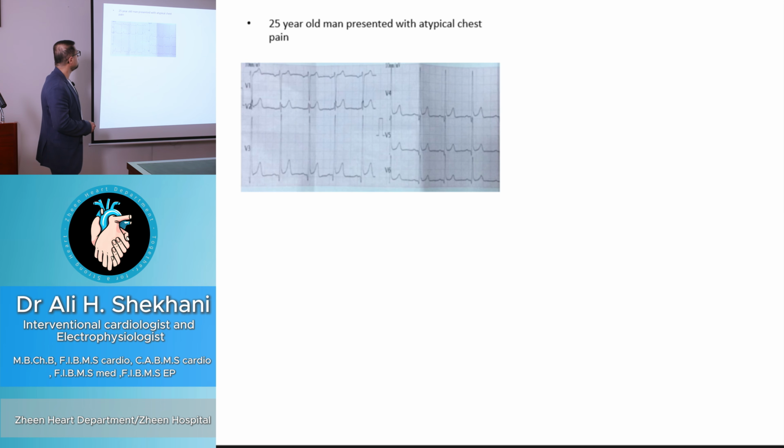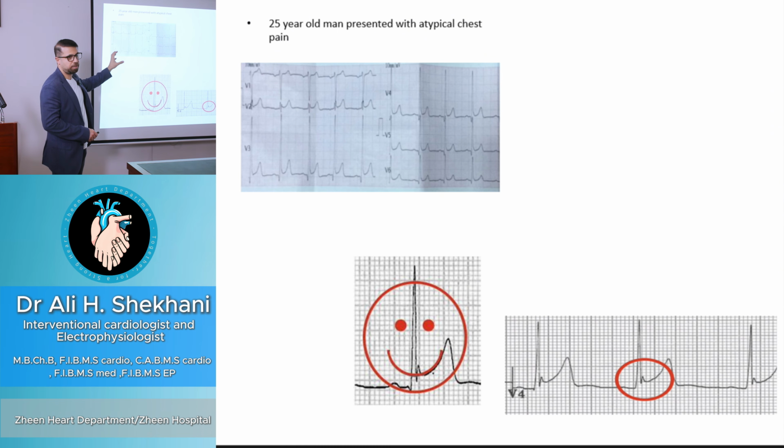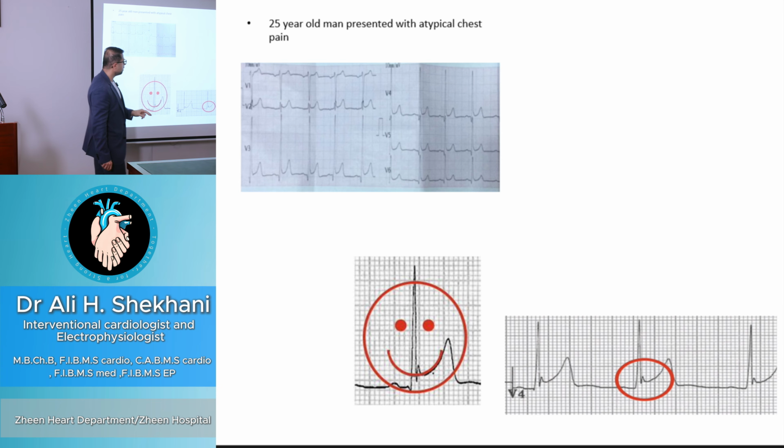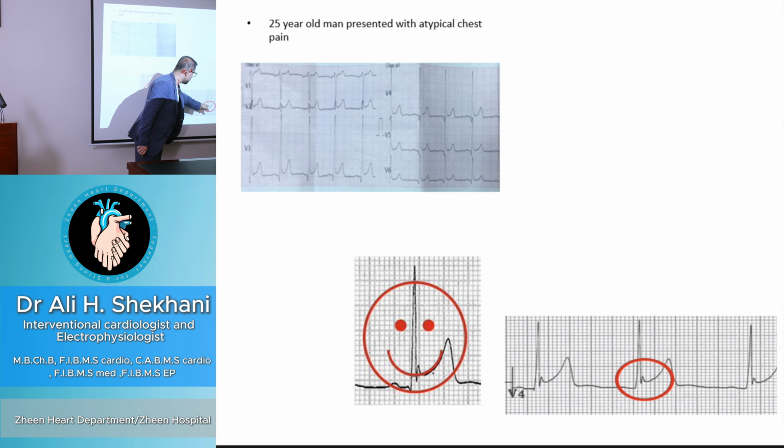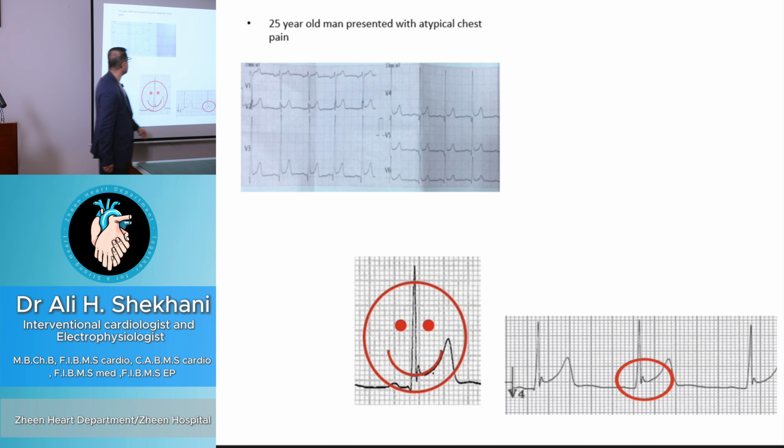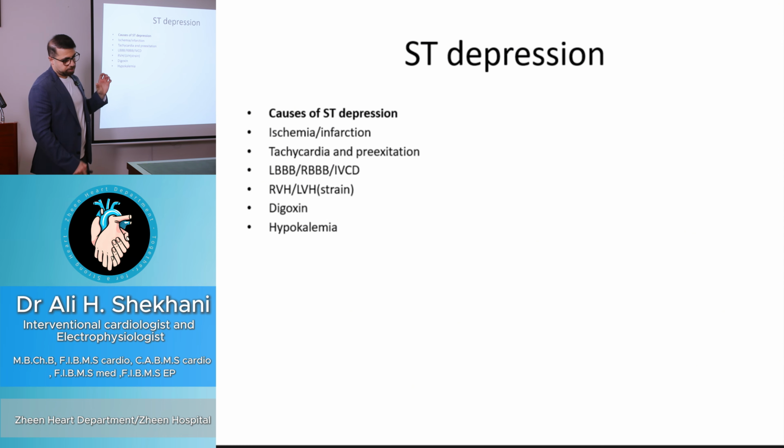This is another patient, 25 years old, presented with atypical chest pain. This is also a very common ECG finding. This is also ST elevation. What we call this ECG is benign early repolarization or high takeoff phenomenon. It is also called smile face ECG or fishhook appearance, when the ST elevation occurs just at the J point and there is a notch in the J point. I finished the ST elevation.